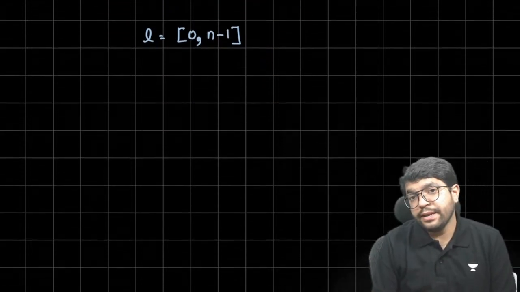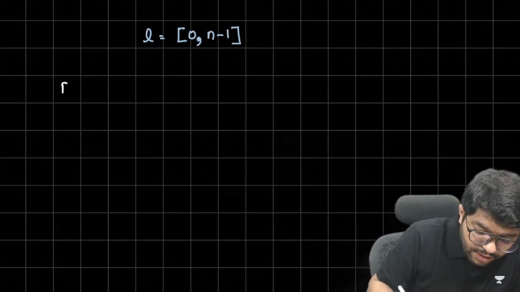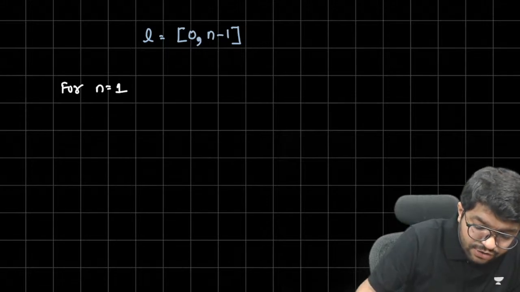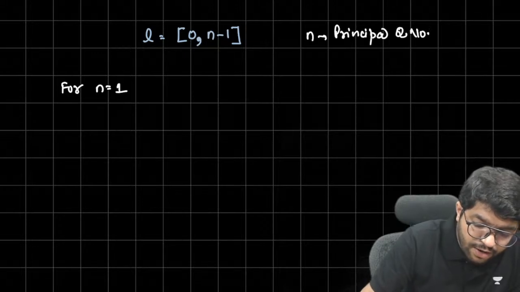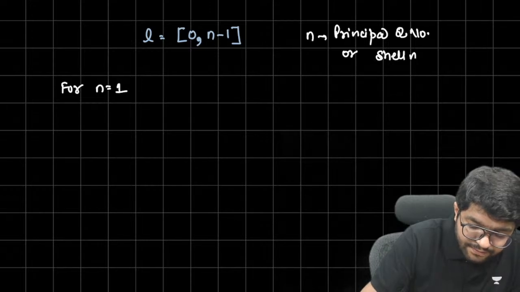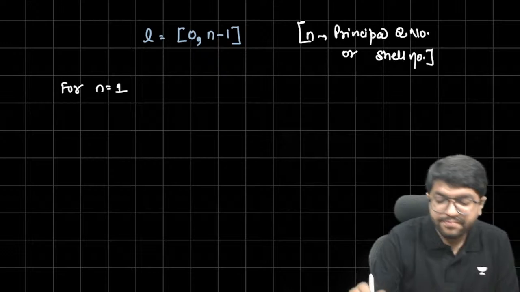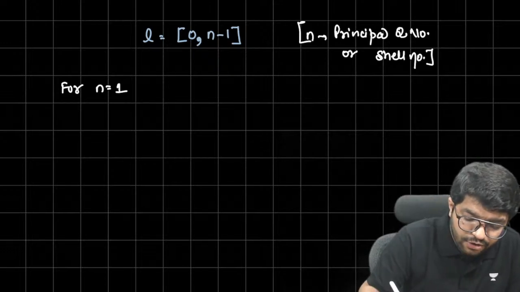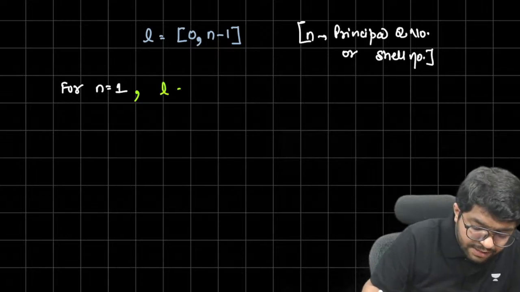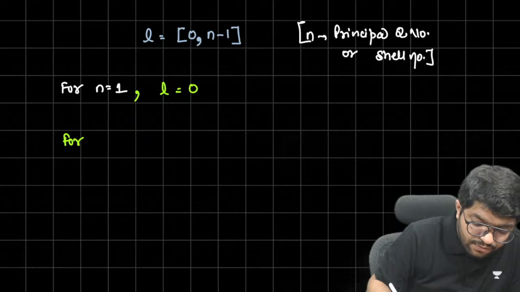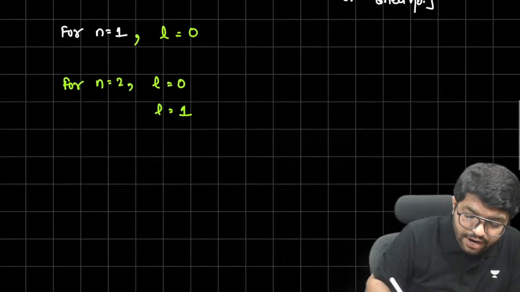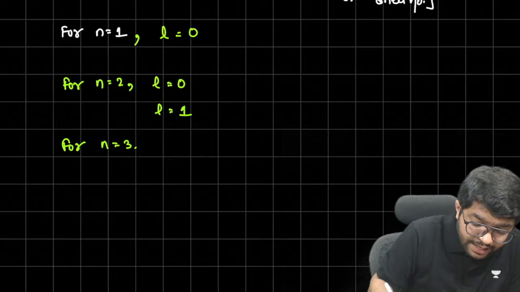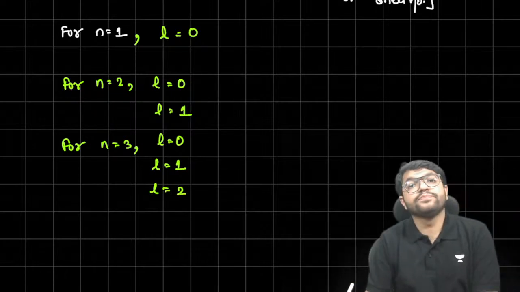0 to n minus 1, which means for n is equal to 1, where n is called the principal quantum number or shell number, L has to be 0. For n is equal to 2, L has to be 0, L has to be 1. For n is equal to 3 and so on, whatever number you want to take, L has to be 0, 1, 2.